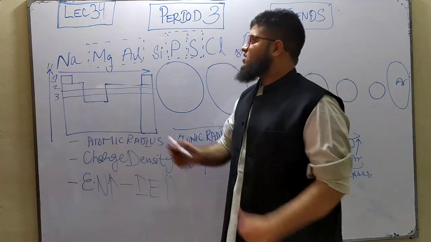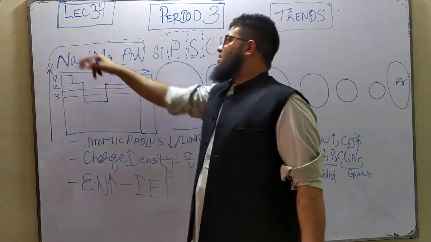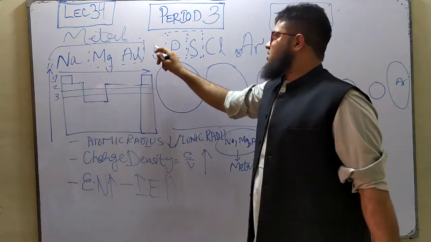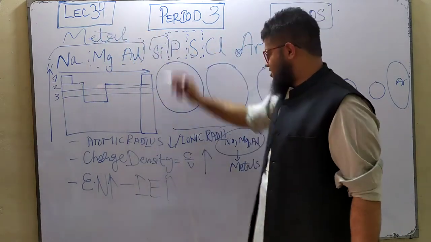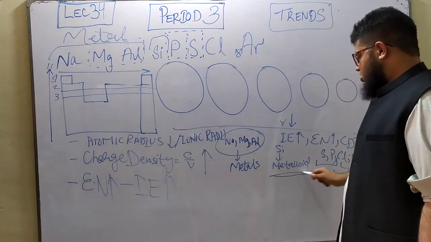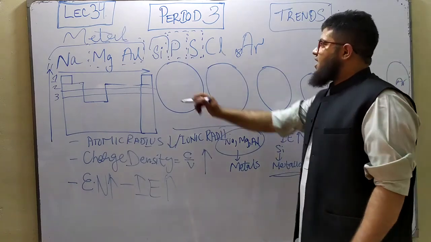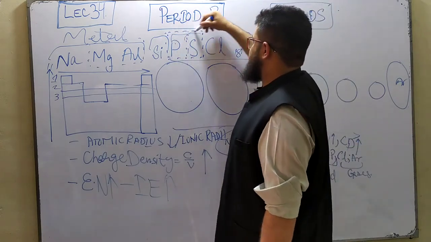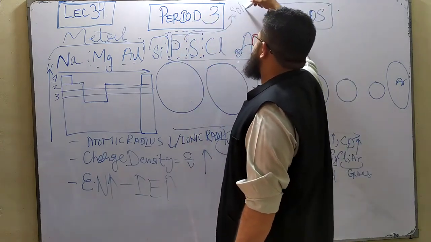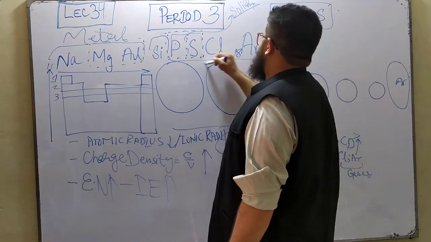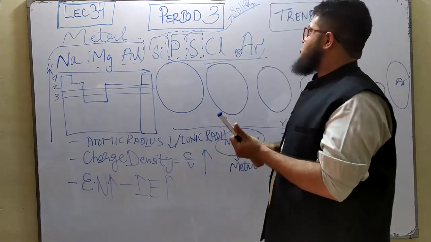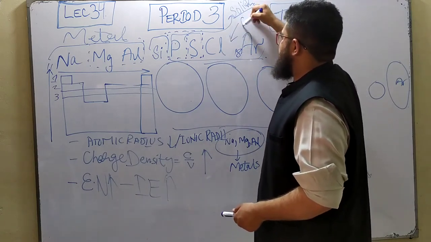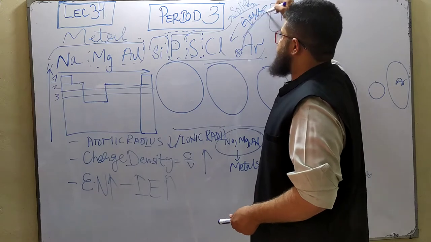Sodium, magnesium and aluminum, these three are metal solids, and the remainder are non-metals. The silicon over here is a metalloid, and the remainder are non-metals. Among the non-metals, phosphorus and sulfur are solids, and chlorine and argon are gases. So you can find solids and gases here, but you cannot find liquids. Only solids and gases are present.